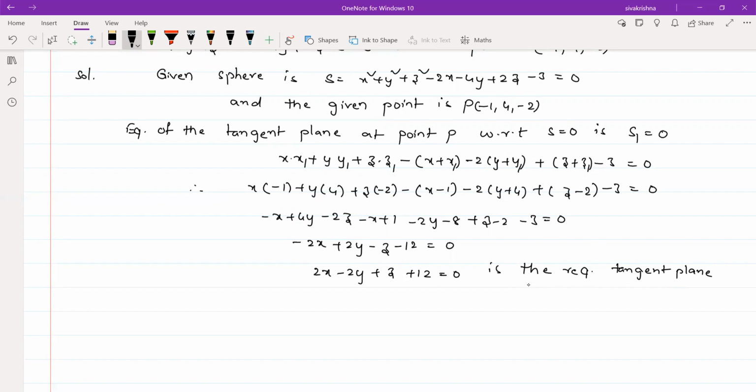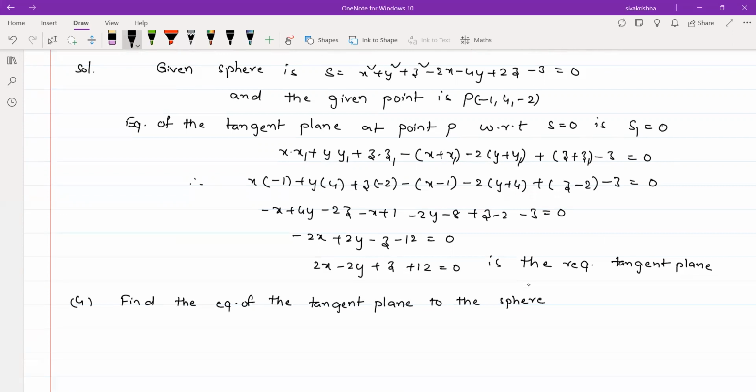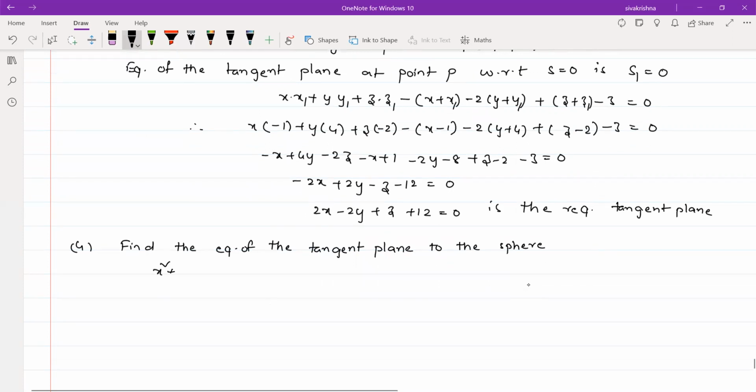Okay, in this way we can find the equation of the tangent plane. So one more problem I am giving you to solve. Find the equation of the tangent plane to the sphere. Sphere equation is x square plus y square plus z square minus 6x plus 8y minus 4z plus 2 is equal to 0 at 2 comma 1 comma 3.